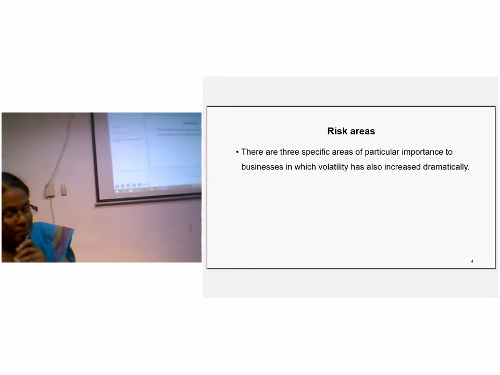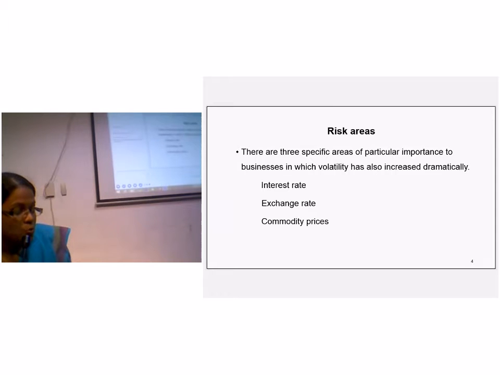Now, in a business, we use these derivatives to cover three specific risk areas: interest rate, exchange rate, and commodity prices. These are the three main risk areas of a business. A business can face risk due to fluctuations in interest rate, and also due to exchange rate movements. Organizations are also exposed to risk due to fluctuations in commodity prices.